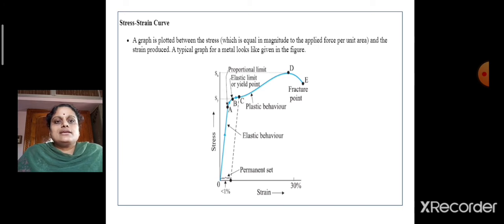So you can see in the region between B and D, if the force is removed, the object will not return to its original dimension, but it will have a permanent set. And in this region, it shows its plastic behavior.